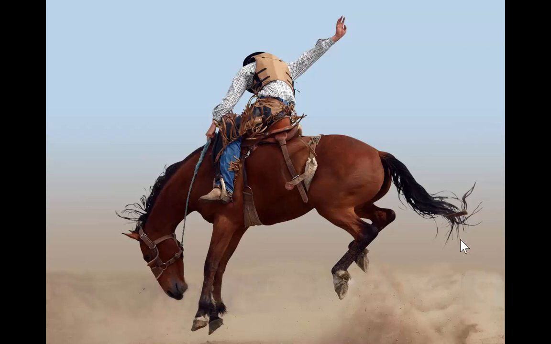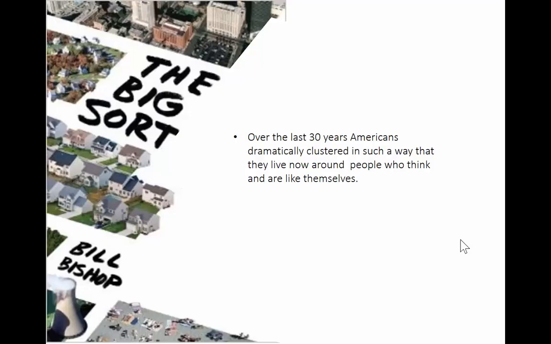So I was there, and he describes how within a very small environment you find very, very different kinds of people. And that's basically what his thesis is in this book, The Big Sort, where he puts forward some evidence that over the last 30 years, Americans dramatically clustered in such a way that they live now around people who think and who are like themselves. Right? So that's the thesis he has, and he presents some evidence for that, and I'm going to show you some evidence for that as well.